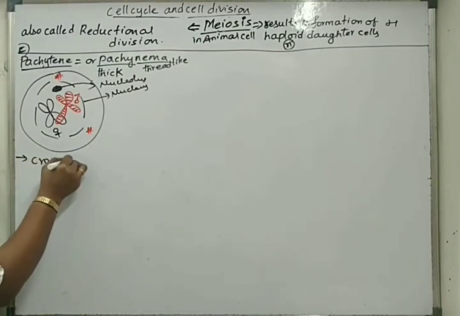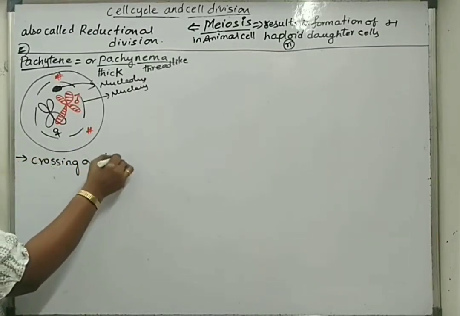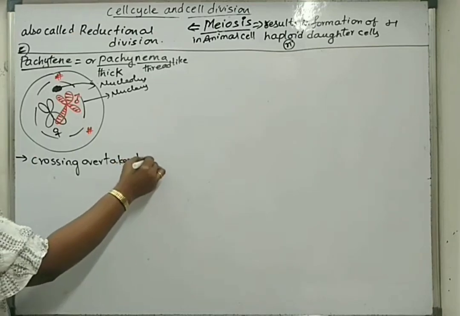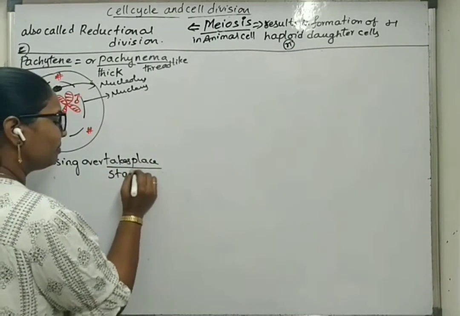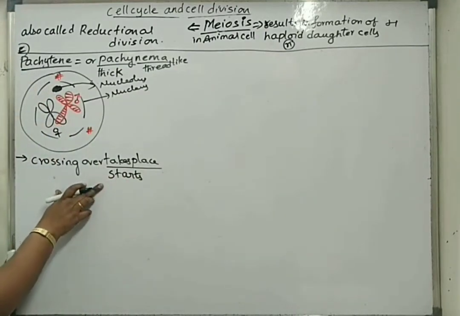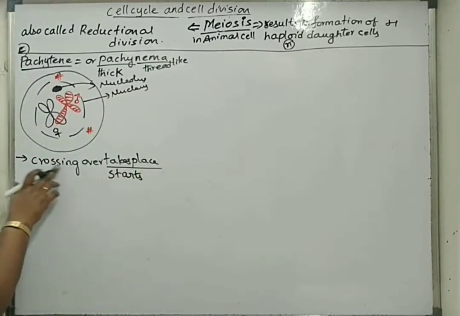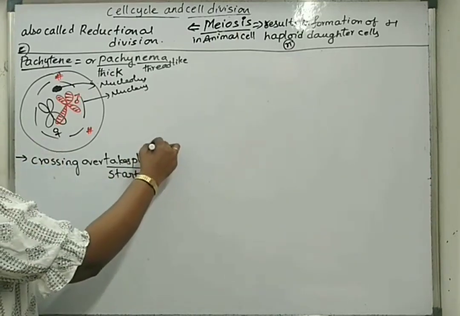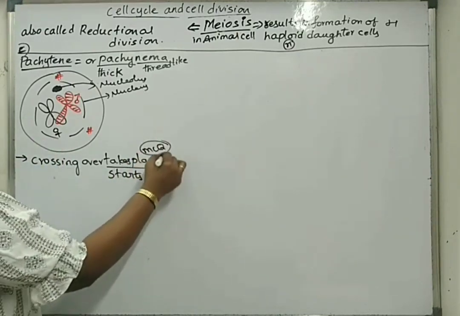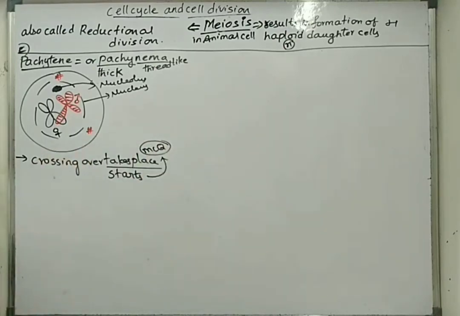In case of pachytene or pachynema, crossing over takes place. We also write crossing over starts here. We can treat this one also as an MCQ. So crossing over starts in pachytene. That is the starting of crossing over.